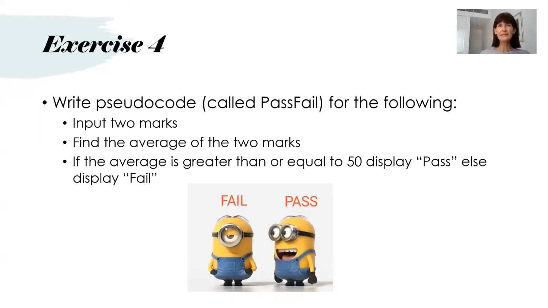Here's another exercise for you to practice on. Write pseudocode called pass, fail for the following. Input 2 marks, find the average of the 2 marks. If the average is greater than or equal to 50, display pass, else display fail. I'm going to take you to the solution. Please pause here and write out your solution for this exercise.